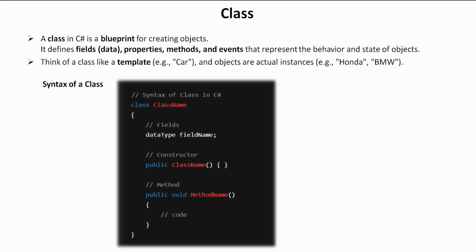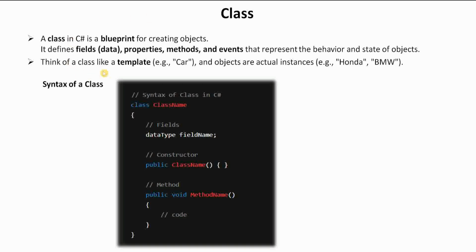Suppose we create any class in which we provide some fields, constructors and we provide a method. Then all these things are handled in a class. So it is a kind of behavior of that class. It is a kind of blueprint for creating any objects.